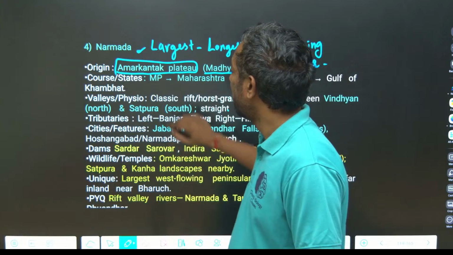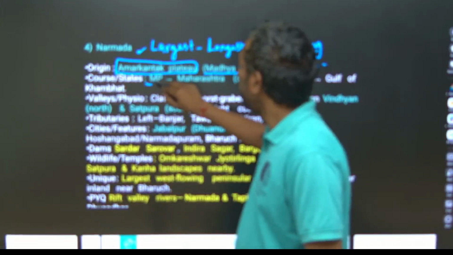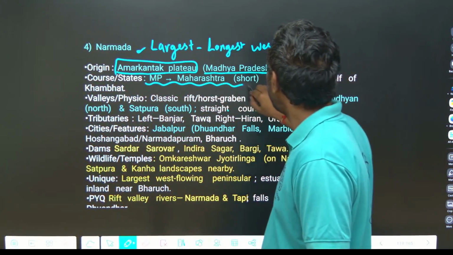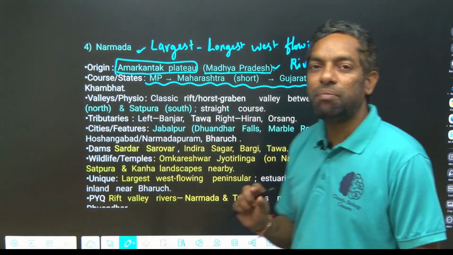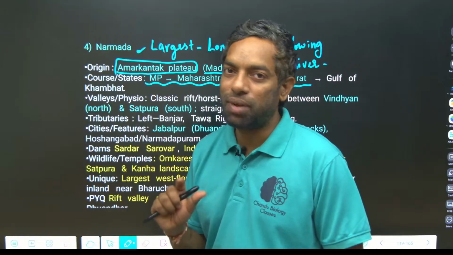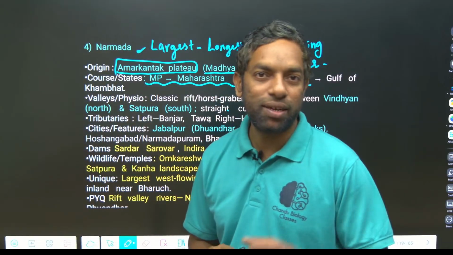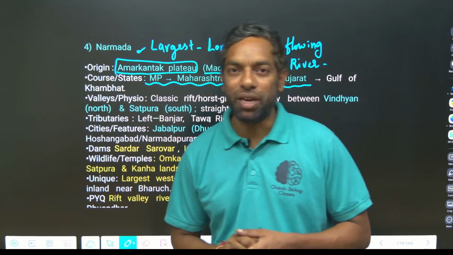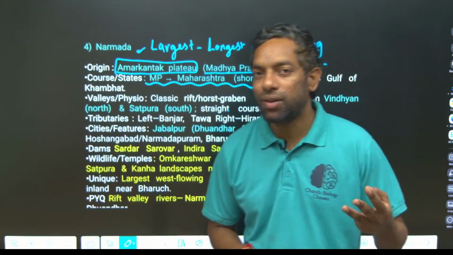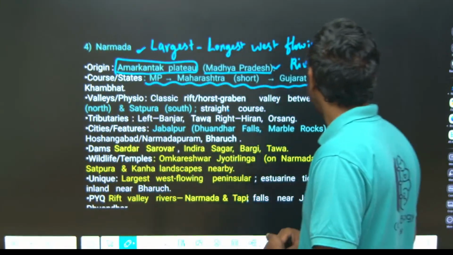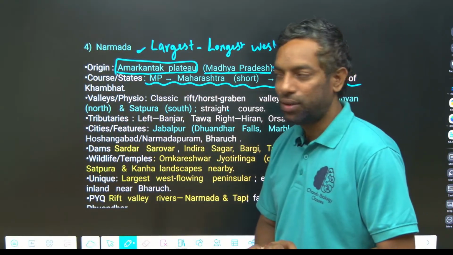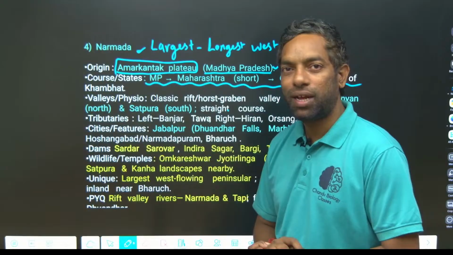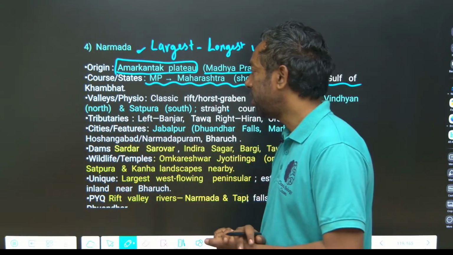The states it flows through are Madhya Pradesh, Maharashtra and Gujarat. In certain small places Madhya Pradesh touches Maharashtra as well, but it is considered that it crosses 3 states: Madhya Pradesh, Maharashtra and Gujarat. Finally it reaches the Gulf of Khambhat in Gujarat, where it enters the Arabian Sea, the mouth of the river.